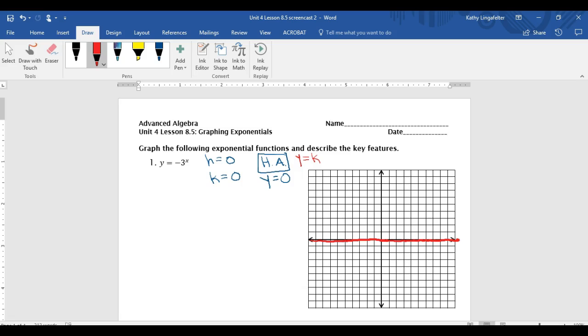At this point, we would make our table. I'm going to skip writing the middle column, the part where I'm plugging and chugging. We're mathematically evaluating for my inputs. I'm going to let Desmos do that for me.